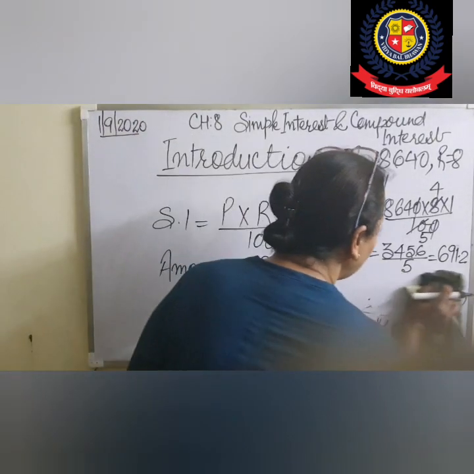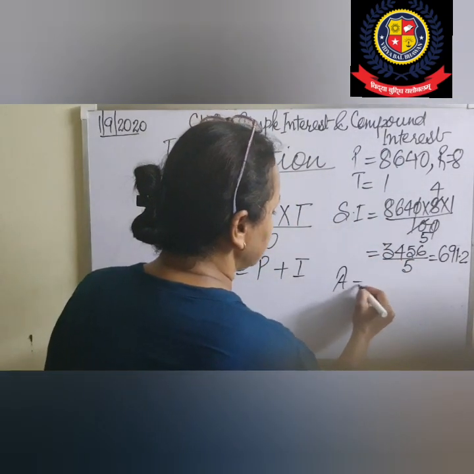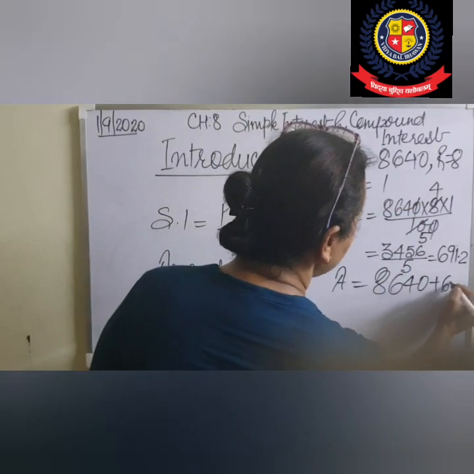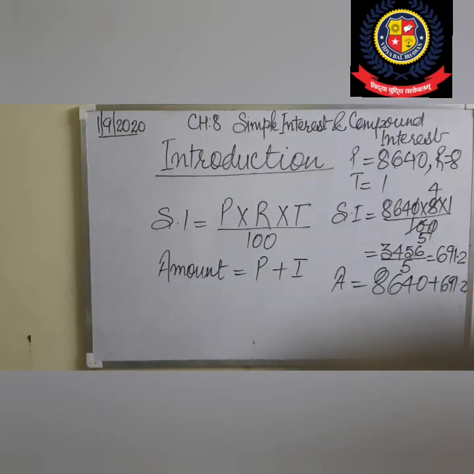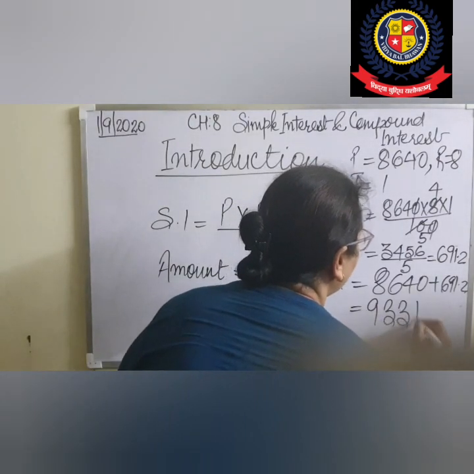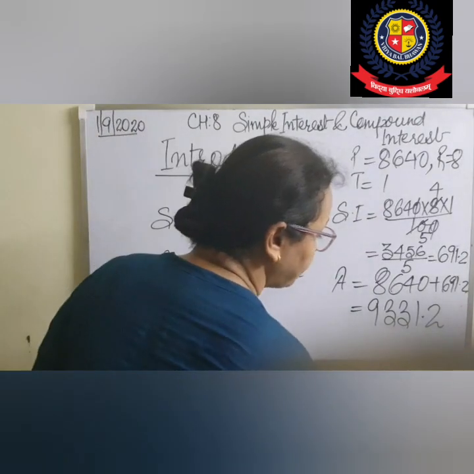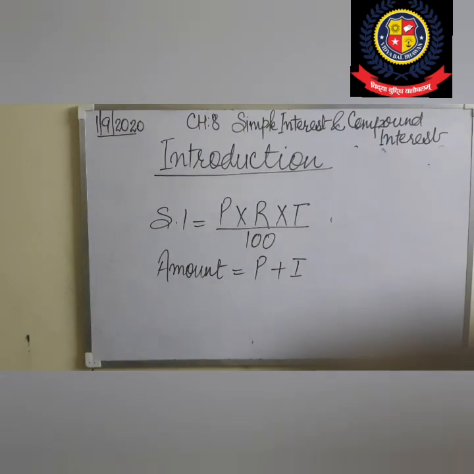Now I can find out the amount which will be the principal for the next year. Amount is equal to principal, 8,640, plus 691.2. So what will be the amount? 9,331.2. So this will be the amount which will now be the principal for the next year. This process will go on further. Clear, students? So in this way we have to find out.